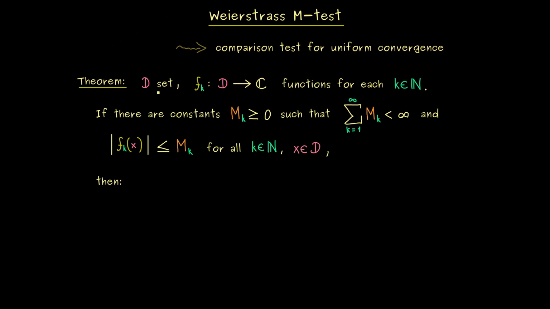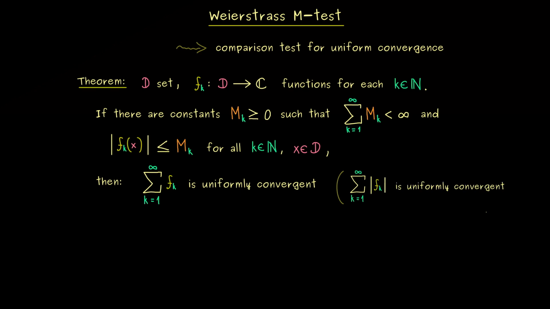Okay, so these are the assumptions we need, and then we get the result for the series of the functions f_k. Indeed, by the comparison test for series, we immediately get that the sequence of partial sums converges for every x in D. However, we get even more because we deal with functions. The term uniform convergence also makes sense. So we get out that the series is uniformly convergent. Moreover, as a side note, I should also mention that we have the same result for the absolute value of the functions. So both nice things come out of the Weierstrass M-Test.